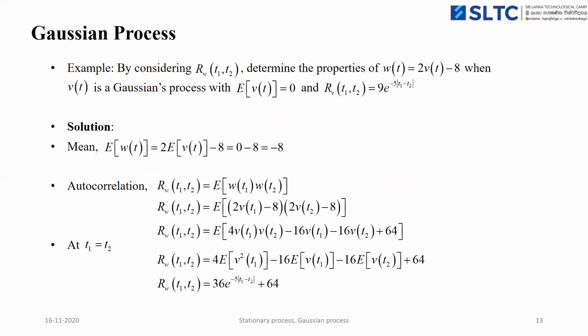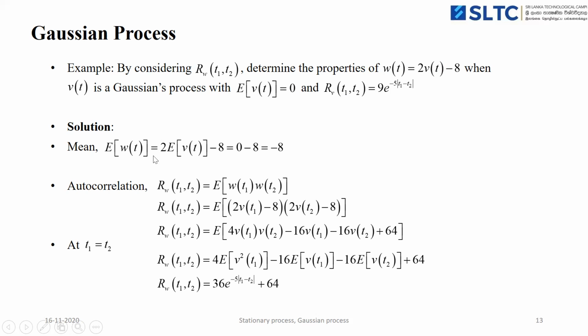We'll see one example for the Gaussian random process, by considering the autocorrelation function. Here they have given the random process W of t, which is equal to 2V of t minus 8. Here V of t is the Gaussian random process, whose mean equals 0, and the autocorrelation function equals 9 e power minus 5 modulus of t1 minus t2. So now find the mean value.